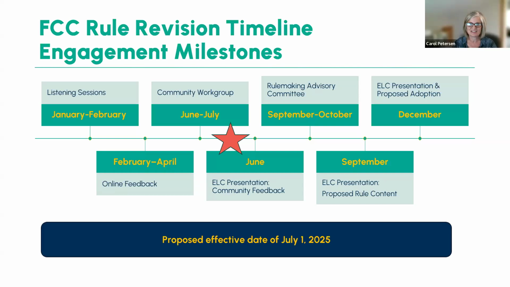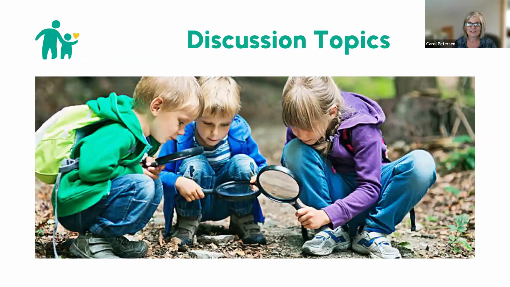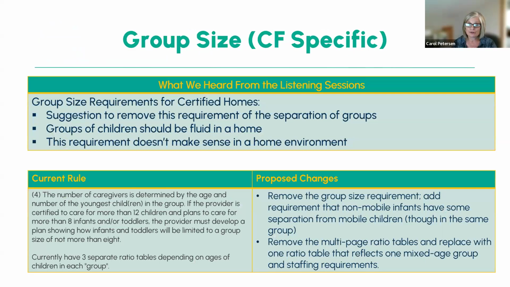Okay, great. So I'm going to move us on. Now that we've covered some basic information on CCLD's rulemaking and engagement activities to date, we're going to dive in to start discussing the work group topics for this first meeting. So the first topic we'd like to discuss and bring to you for your input is the group size, which is certified family home specific.